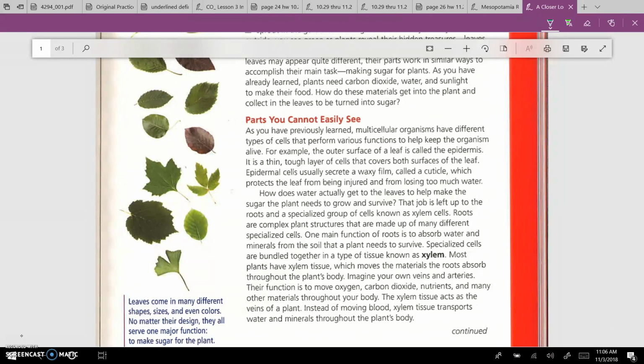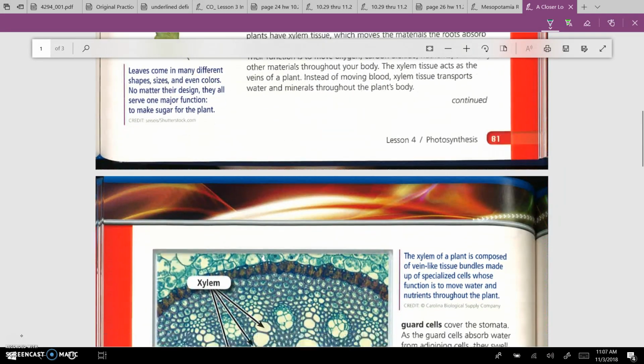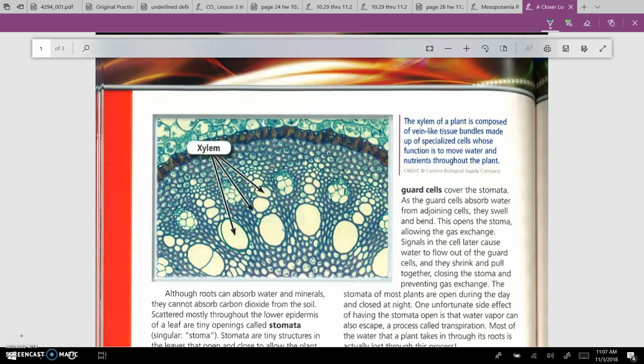Imagine your own veins and arteries. Their function is to move oxygen, carbon dioxide, nutrients, and many other materials throughout your body. The xylem tissue acts as the veins of a plant. Instead of moving blood, xylem tissue transports water and minerals throughout the plant's body. And these here are all examples of xylem.